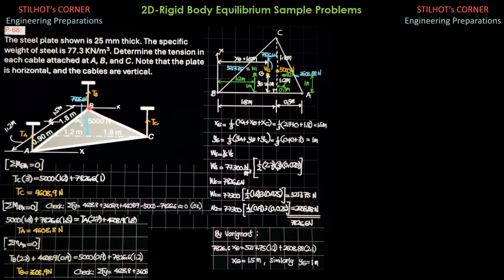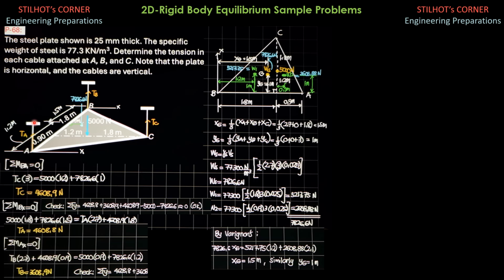This time we sum up moments about Bx to solve for tension at A. So if you apply the right thumb rule, this time moments due to these weights will be positive. So beginning with 5,000, we have 5,000 times 1.8. The distance of 5,000 is 1.8 from Bx. So if this is Bx, that's 5,000, that's 1.8. So it's clear here. But it is also clear here, 1.8. Then plus weight 7826.6, and distance from Bx is 1.5. 7826.6 times 1.5.